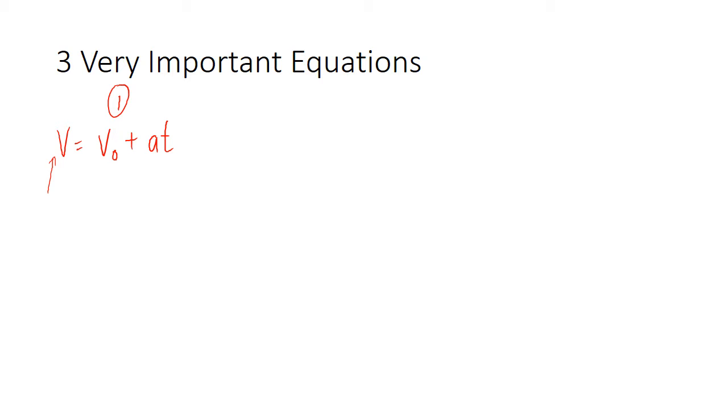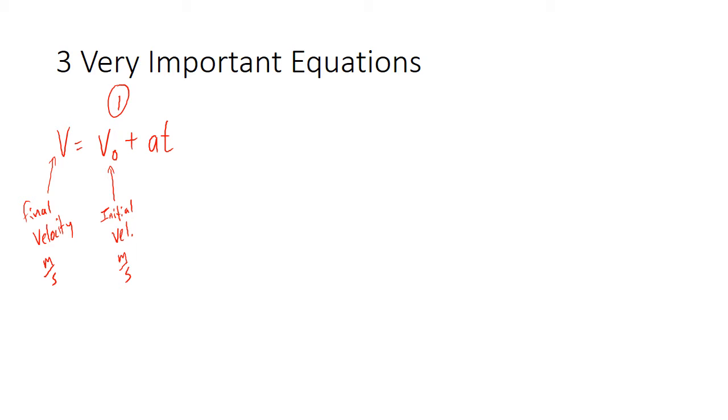So let's write down what each variable means. v stands for your final velocity. Your final velocity is going to be in meters per second. v0 stands for your initial velocity. That's also going to be in meters per second.